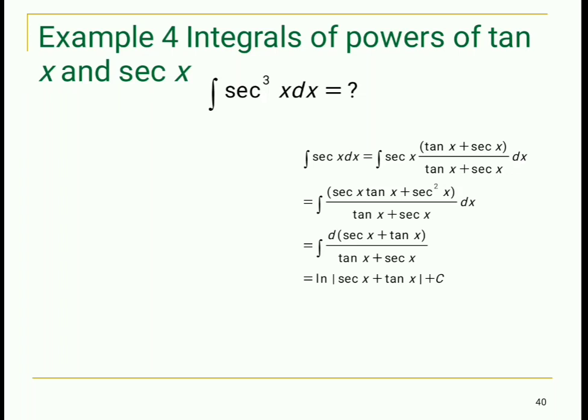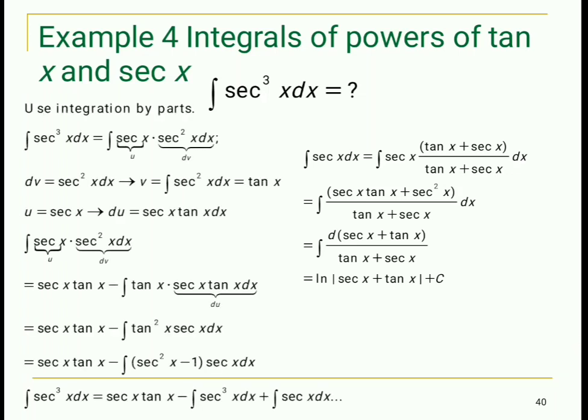In this case, we have sec cube x. It can be converted into two terms, that is sec x into sec square x into dx. We have two functions over here. One is sec x and the other is sec square x. We can solve this integration by using integration by parts. In the integration by parts, the first function is considered as u and the second function as v.